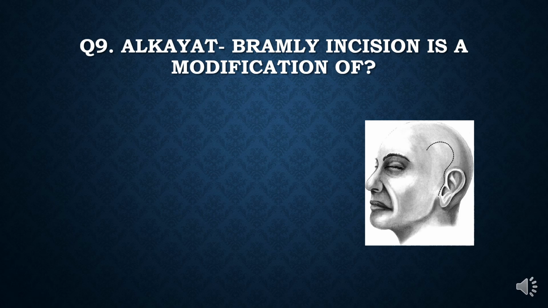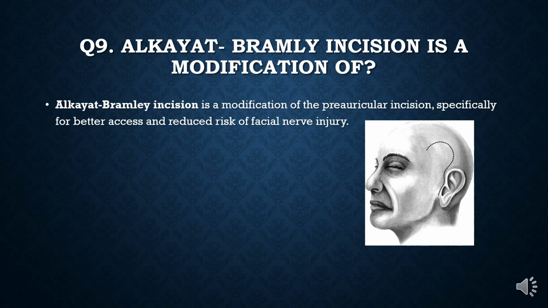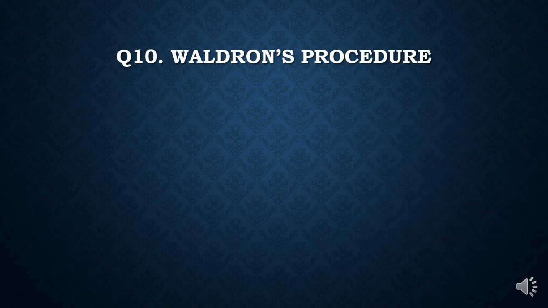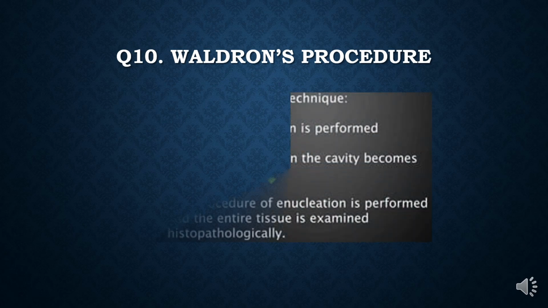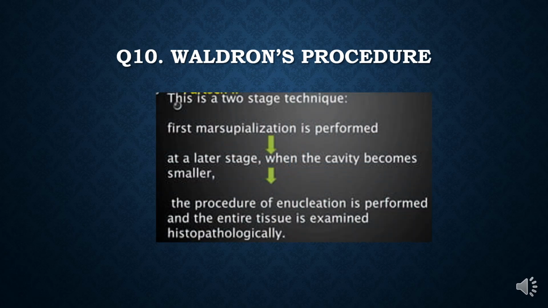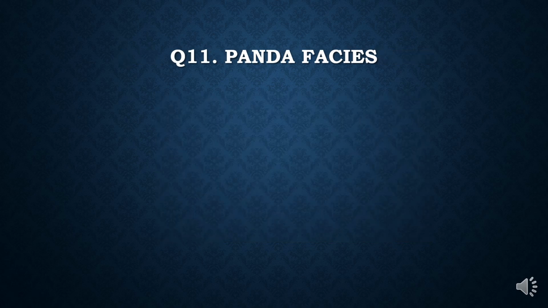Al-Kayat-Bramley incision is a modification of the preauricular incision specifically for better access and reduced risk of facial nerve injury. Waldron's procedure. This is a two-stage technique. First, marsupialization is performed, and at a later stage, when the cavity becomes smaller, the procedure of enucleation is performed and the entire tissue is examined histologically.